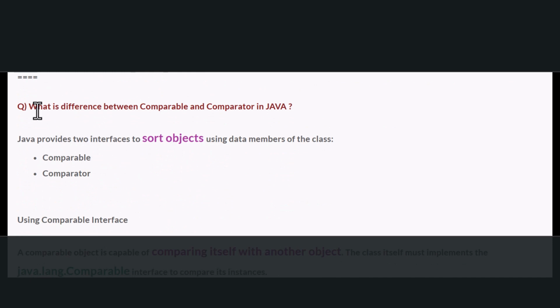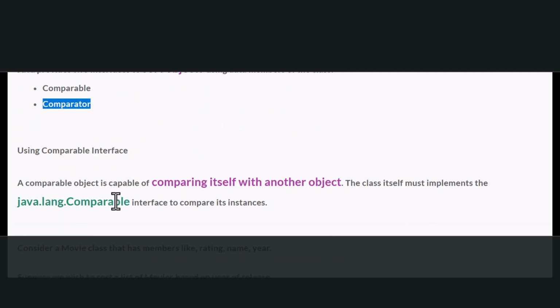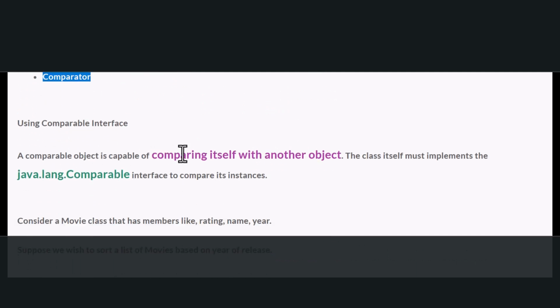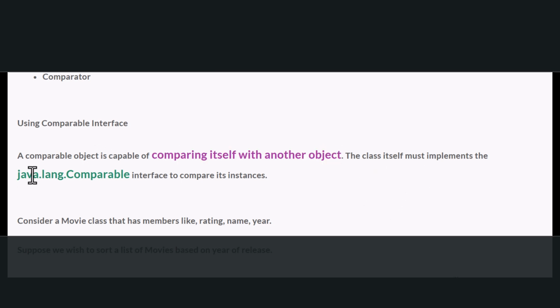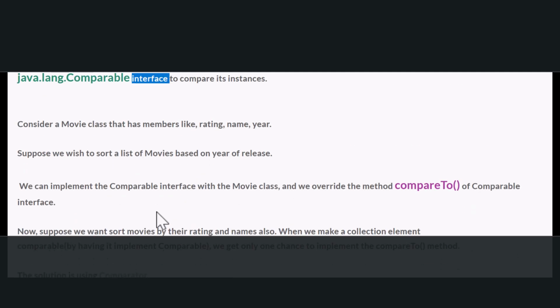Next one, what is the difference between comparable and comparator in Java? Java provides two interfaces to sort objects. One is comparable and the other is comparator. Using comparable, a comparable object is capable of comparing itself with another object. The class itself must implement the java.lang.Comparable interface. This is basically an interface to compare its instances.